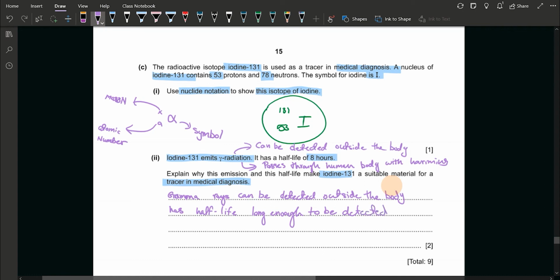and we can write our last point is that gamma rays emitted pass through human body without harming, and this will be enough for you to get 2 marks.